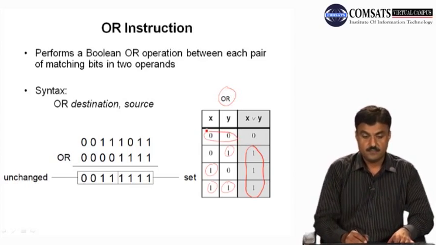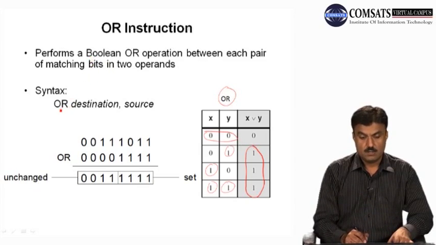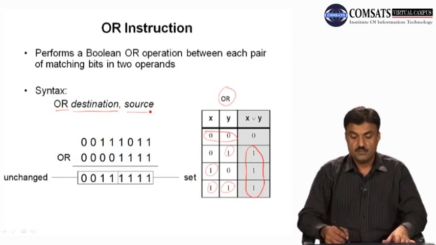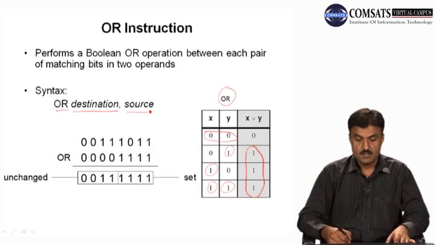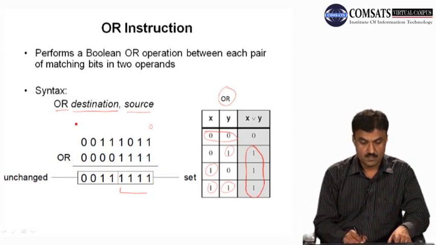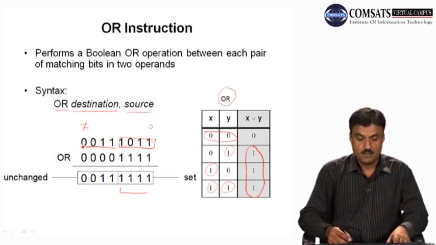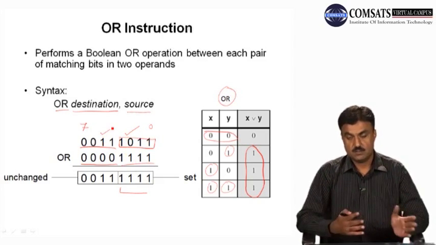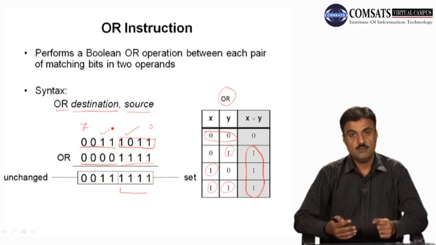Here you can see the syntax. So this is the OR operation, or OR instruction. There is a destination and a source. If we want to set all the bits from bit number 0 to bit number 7, but keep 4 of them unchanged, then we put zeros and ones so that some bits will be set, and these 4 bits will be unchanged, or they will be as they are.